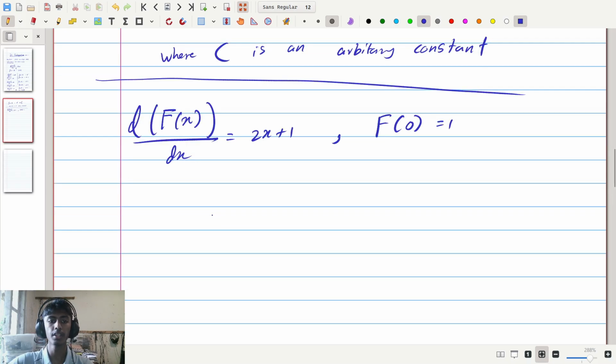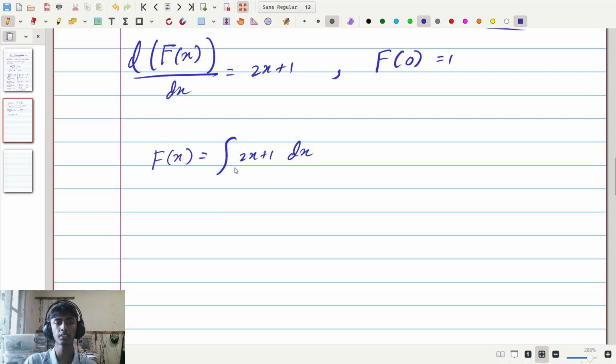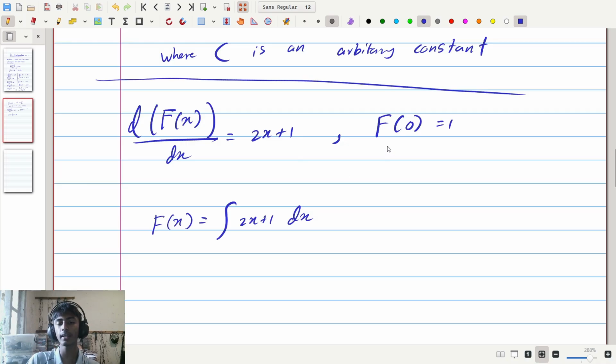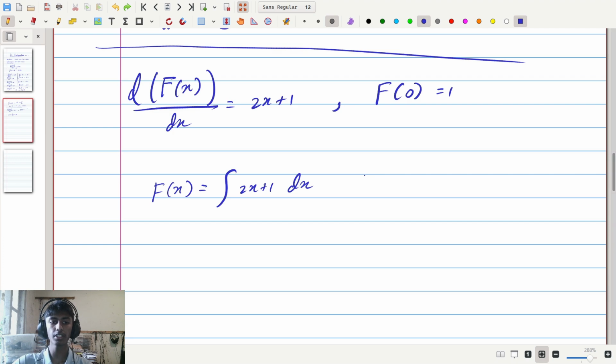So then, from this first bit of information, we know that F of x is equal to one of the integrals of 2x plus 1 with respect to x. From the second detail, we know that F of 0 is equal to 1. Now then, using these two, we can find exactly what F of x is. Considering this first statement, we know that the integral of 2x plus 1 dx is equal to F of x. Considering the antiderivative idea, we need to find some kind of function whose derivative is equal to 2x plus 1.